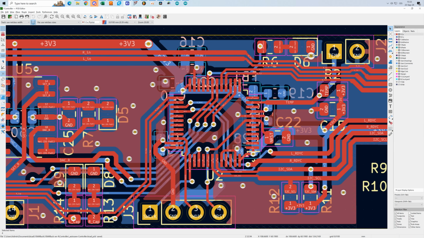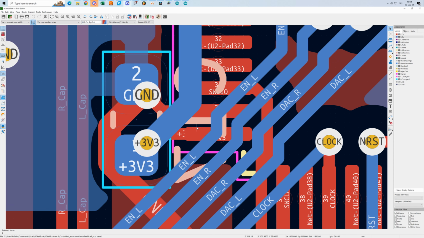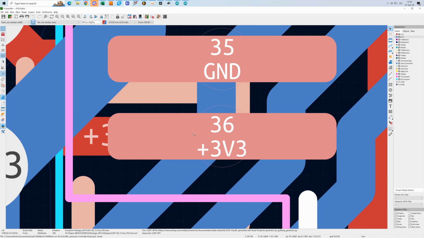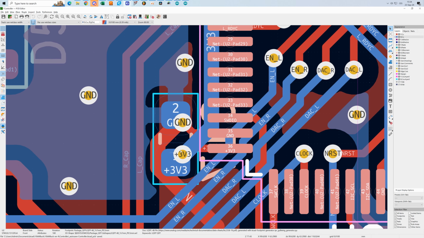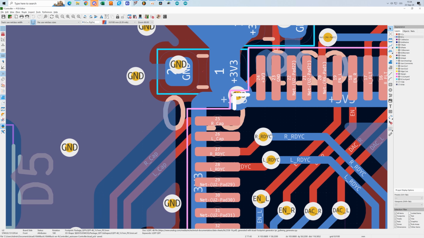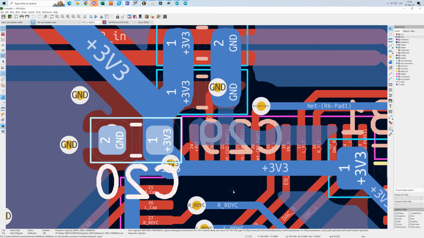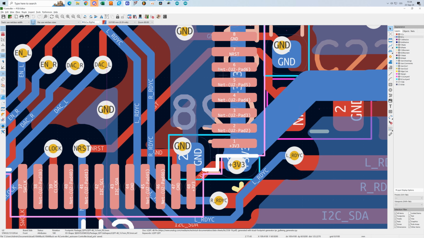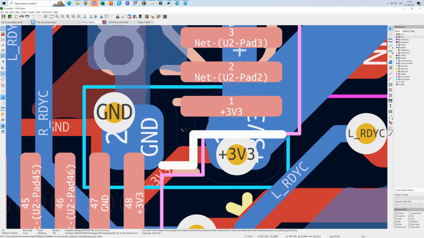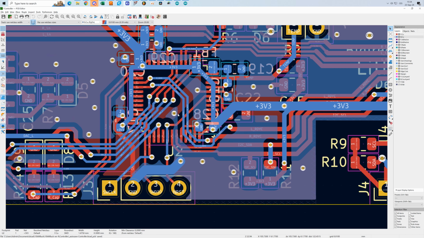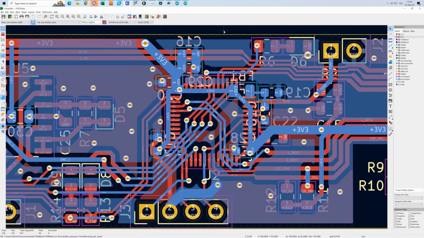So if we have a look on the bottom side of the PCB, we see we got a 3.3 volt connected pin over here. That's why a capacitor is very close. And we got another over here. And here we got the capacitors. There is another here. And again, a capacitor right below the pin. So this is very important, that the capacitors are as close to the pins as possible.